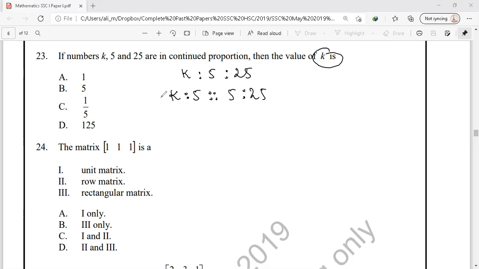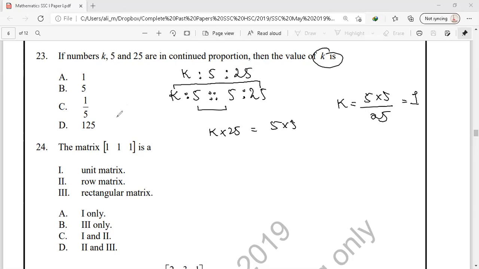So we can calculate the value of k from here, the product of extremes and product of means. So k into 25 will be equal to 5 into 5. So our k will be equal to 5 into 5, that is 25 over 25, equals 1. So the correct option for question number 23 is option A.